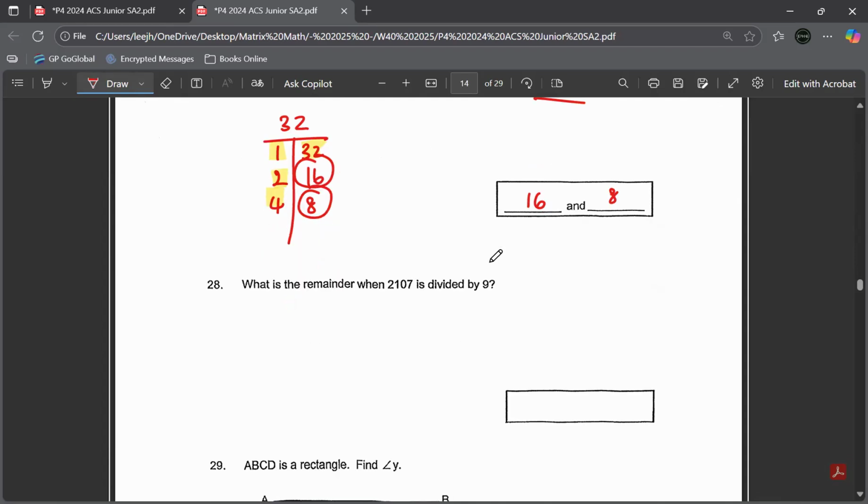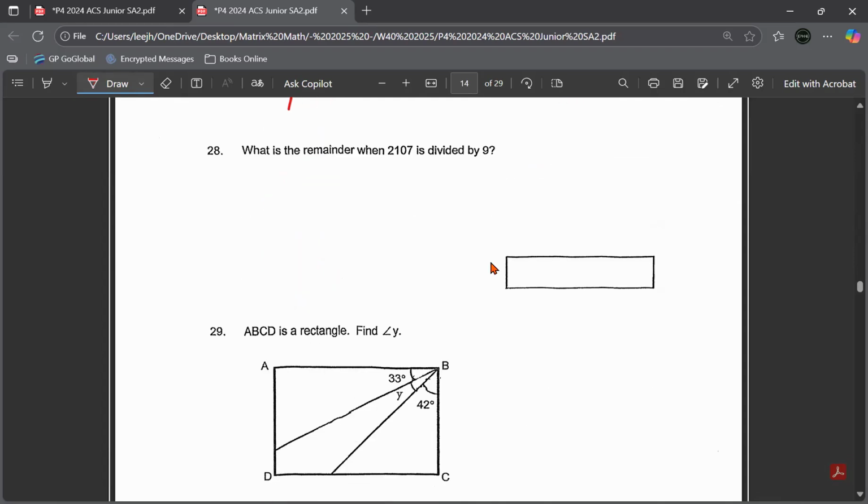Question number 28. What is the remainder when 2107 is divided by 9? Do a long division. So this one, you know that this is 2 minus 18. This is 3. Bring down your 0. 30 divided by 9 is 3, minus 27. 3. Bring down the 7. 37 divided by 9 is 4, because it's 36. 1. So it's remainder 1.